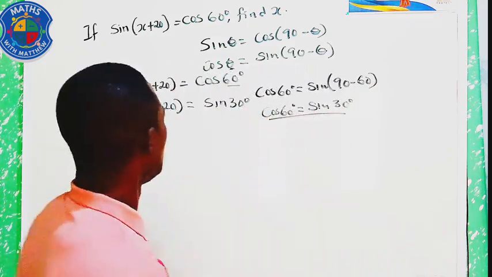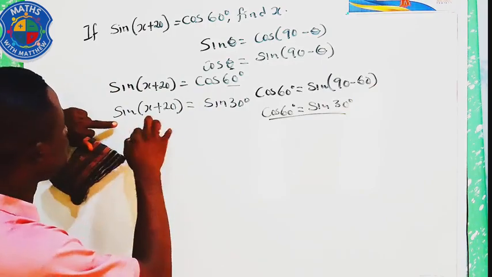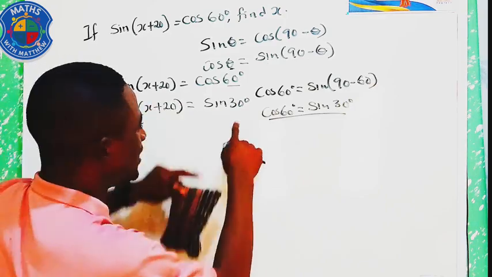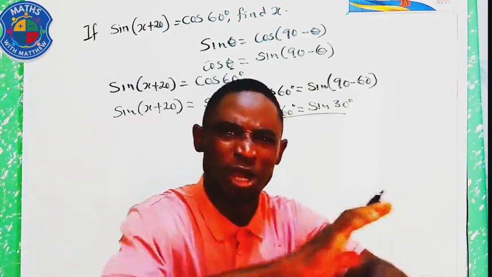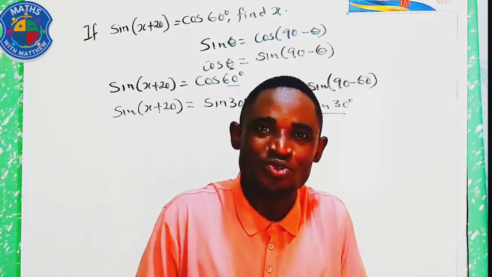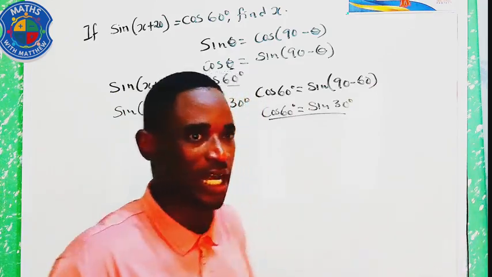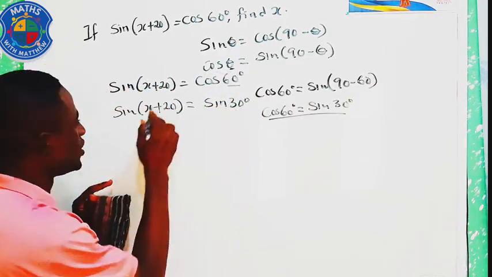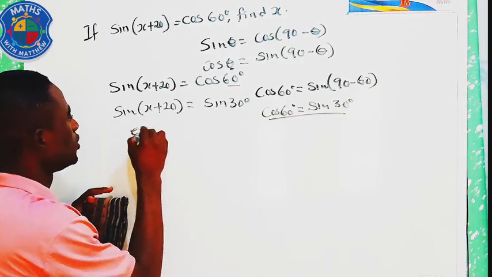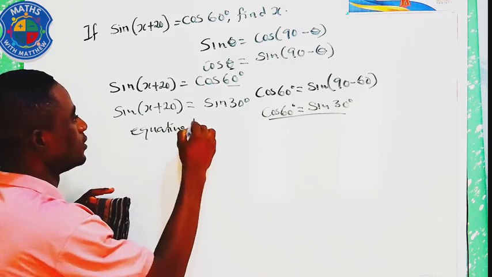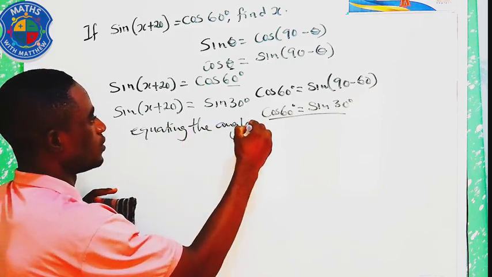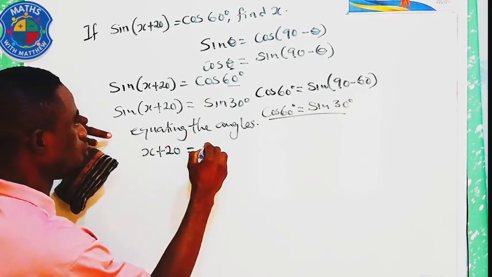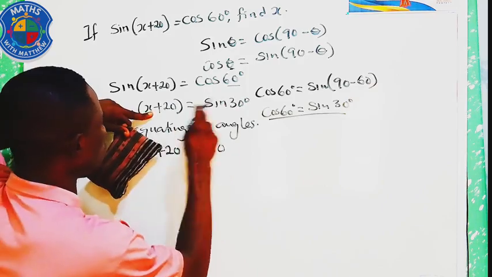So with this, since we both have sine (x plus 20) equals sine 30 degrees, the only thing we just have to do is to equate the angles together. Since this one equals this, and they are both sine, we just say x plus 20 equals 30. Just equate these angles together.